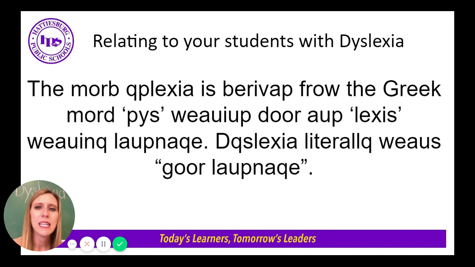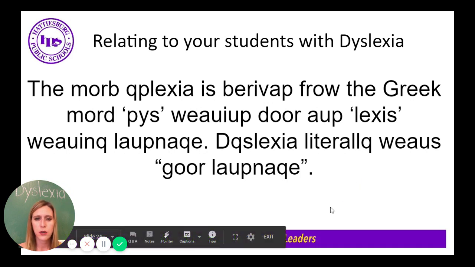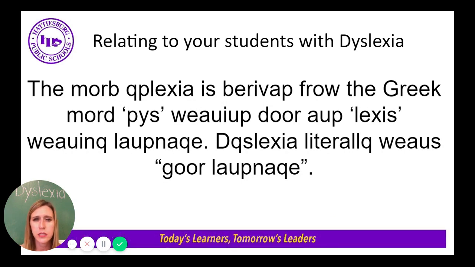So here we have relating to your students with dyslexia. This is a short passage or paragraph that a student or someone with dyslexia, when they look at something that looks normal to us, this might be what they're seeing. So when they're trying to decode it, it does not come out accurately. So take a second and try to decode this yourself. What do you think this says?